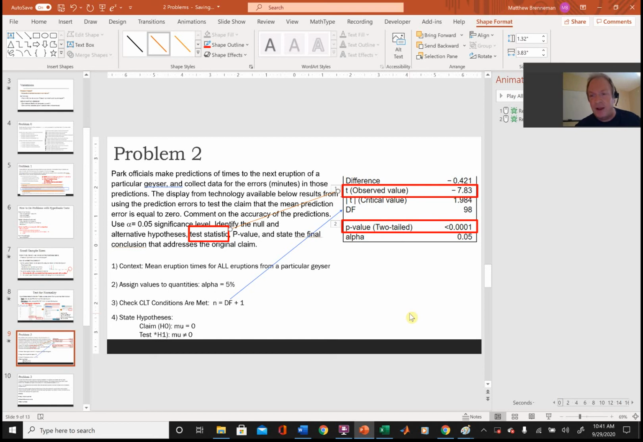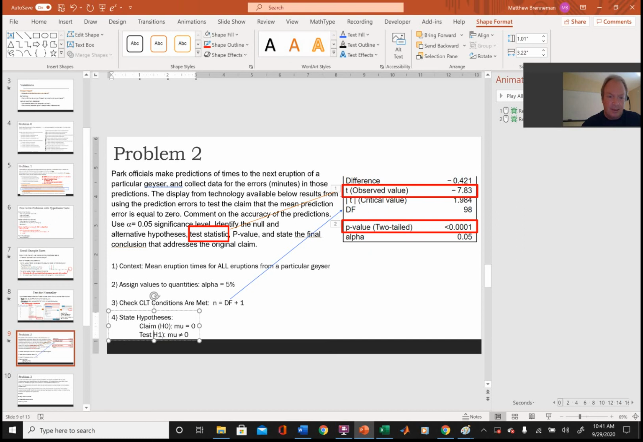So state the final conclusion. Well, it's the same as every hypothesis test, right? Alpha is 0.05. The p-value, which is way less than 0.0001, is therefore less than 0.05, which implies that our p-value is less than alpha, so we reject the null. And therefore, we are going to decide that the mean prediction times are not equal to 0.